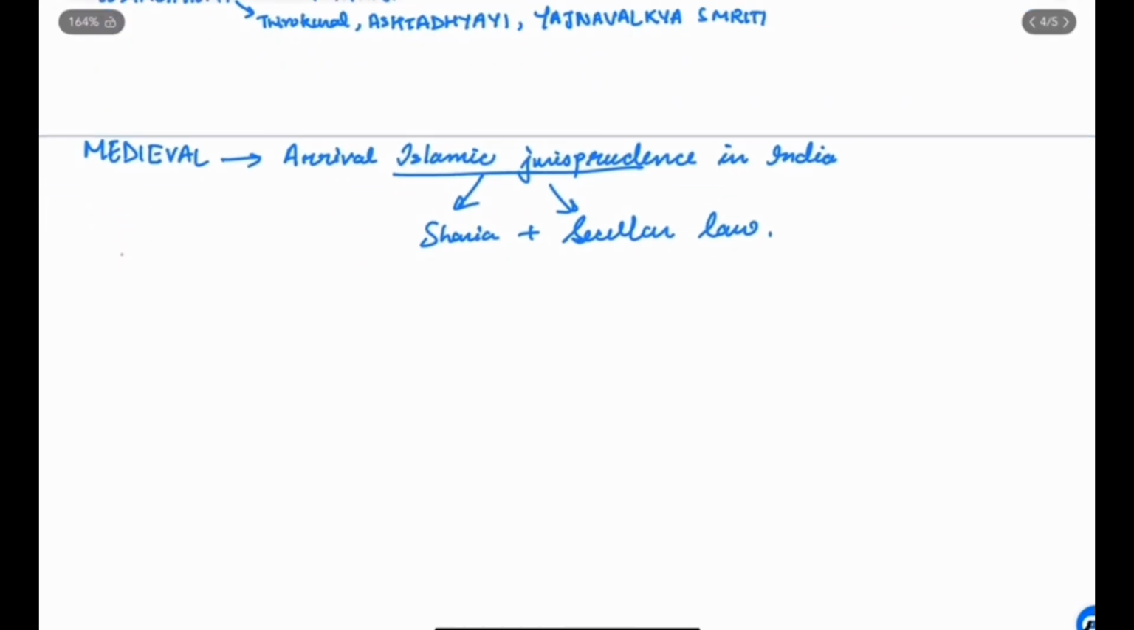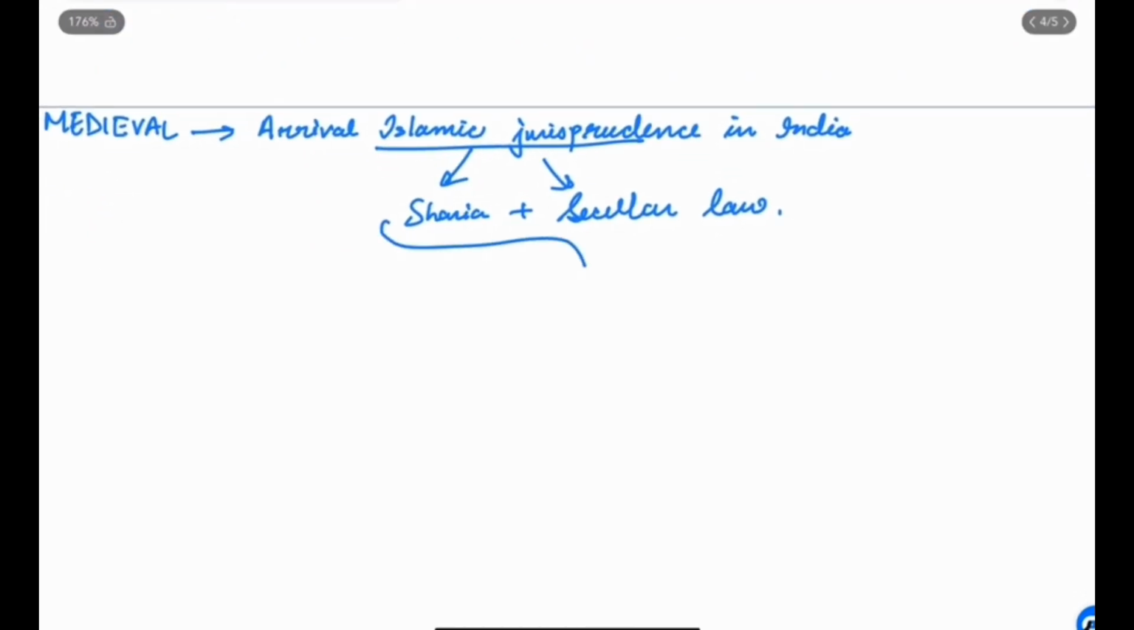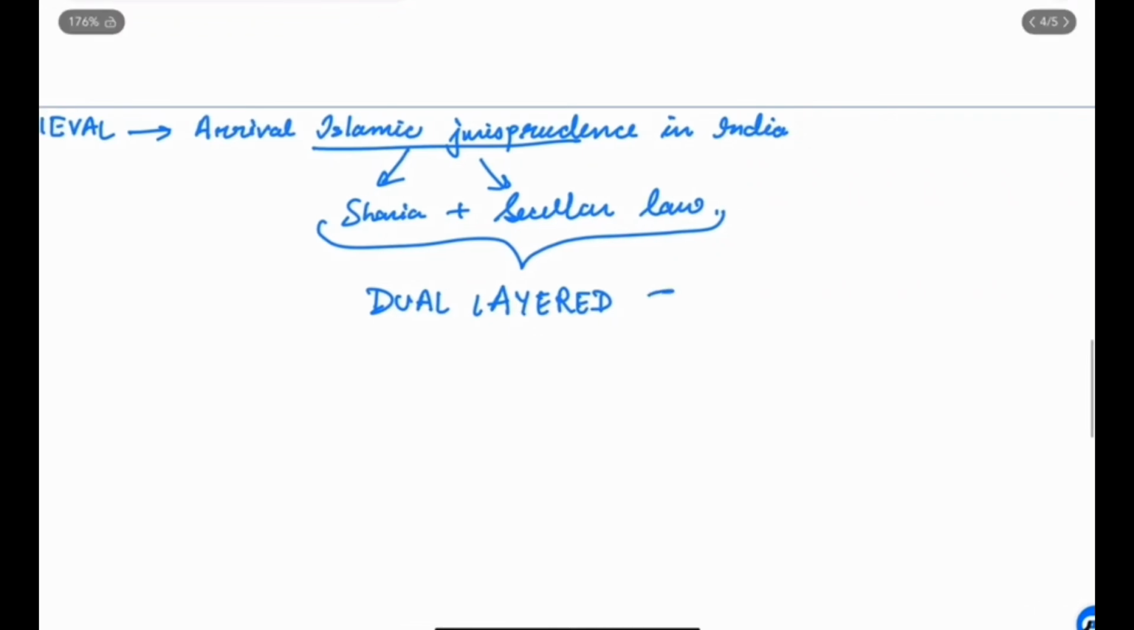Now what is the term that we can use for this setup of dual layered administrative system? Because there were qazis who were doing the formal adjudication in both of these cases. So there are scholars who have called it dual layer. For example, Aisha Jalal has called this dual layered jurisprudence and administration.